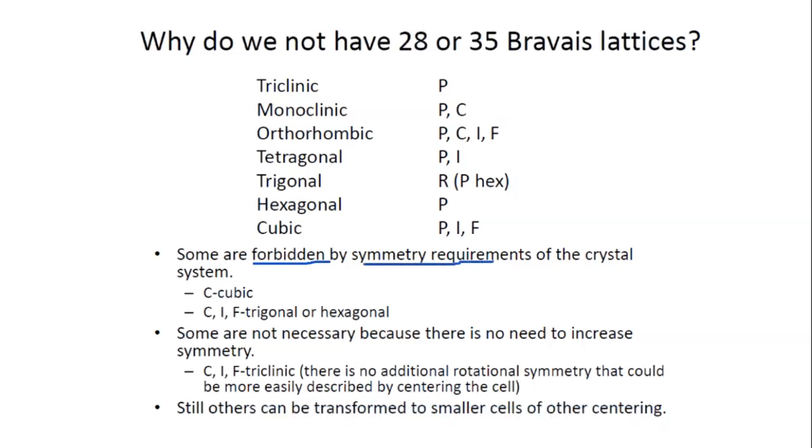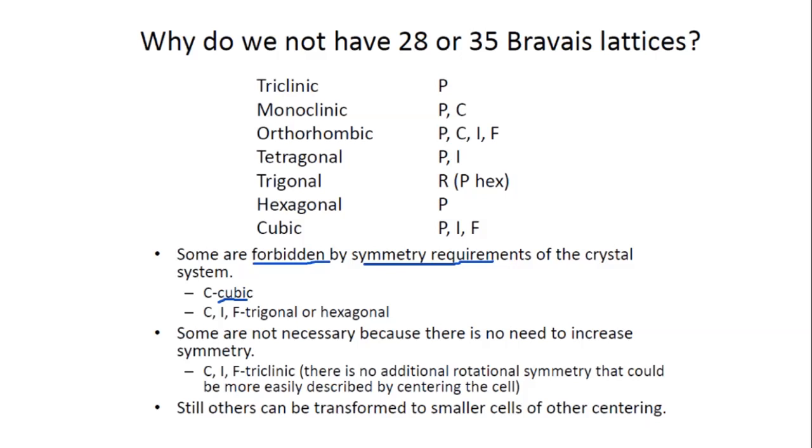So for example, cubic cannot be C-centered because then it wouldn't adhere to the symmetry requirements of a cubic unit cell. Likewise, trigonal and hexagonal can't be C-centered, body-centered, or face-centered because again, it's forbidden by the symmetry requirements in that crystal system. So for some crystal systems, centering is forbidden due to the symmetry requirements of those systems. So for example, a six-fold, a three-fold, four-fold, etc.